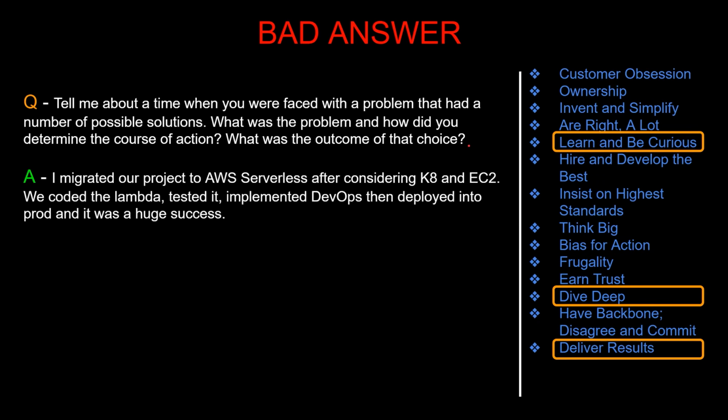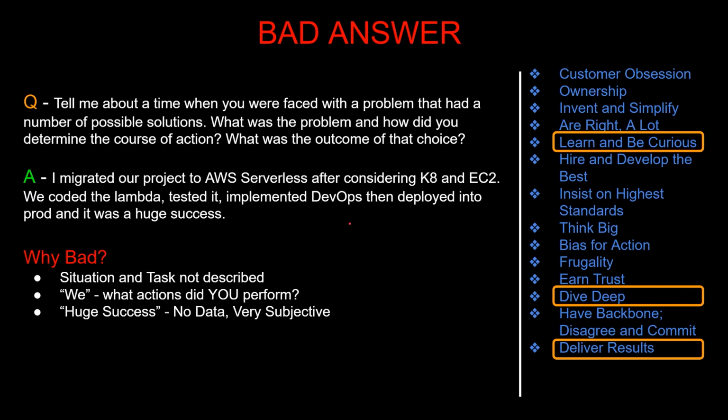So in response to this question, you said, I migrated our project to AWS serverless after considering Kubernetes and EC2. We coded the Lambda, tested it, implemented DevOps, then deployed into prod, and it was a huge success. So why is this a bad answer? You only talked about the action really, like what you did, like coding, testing, implementing.